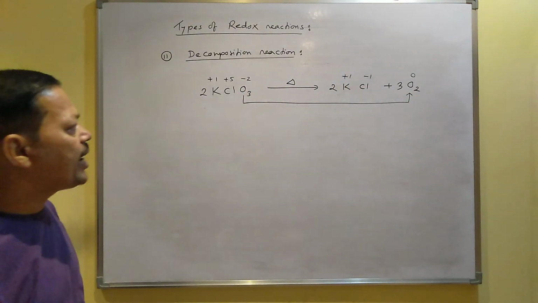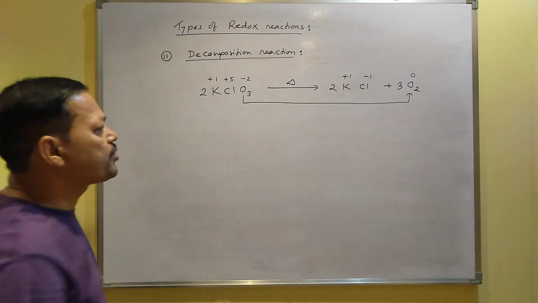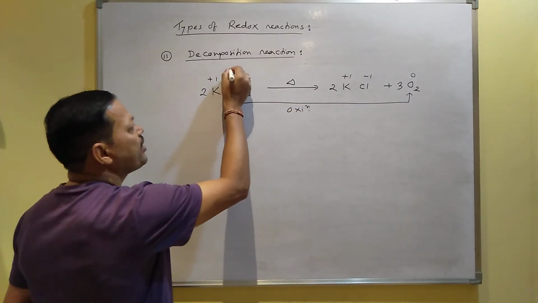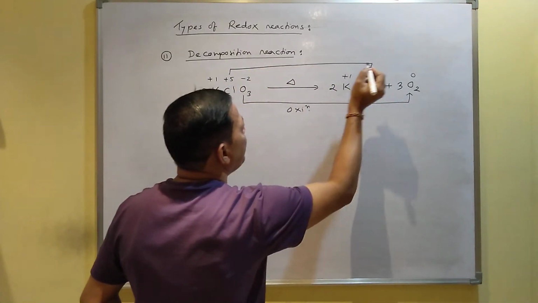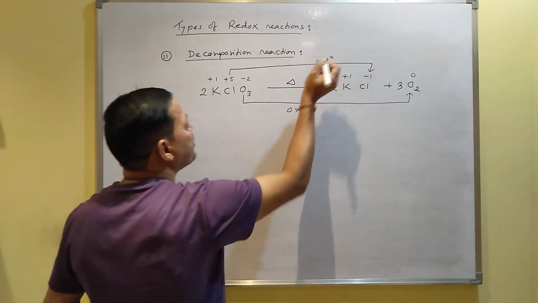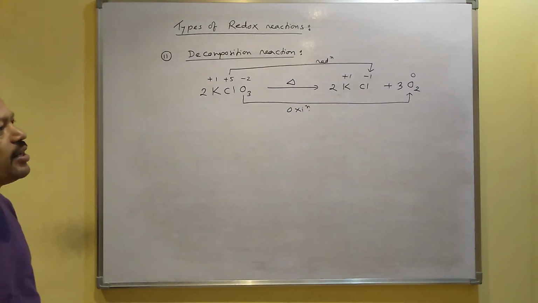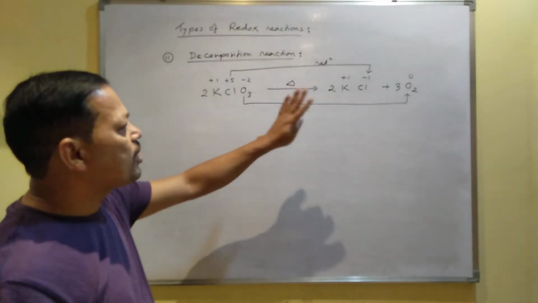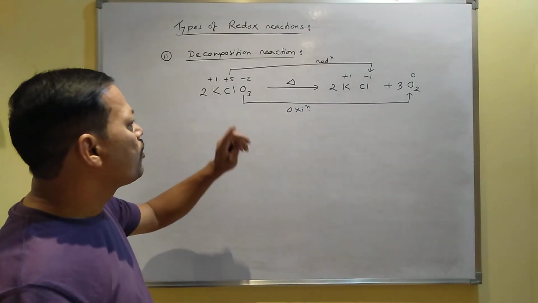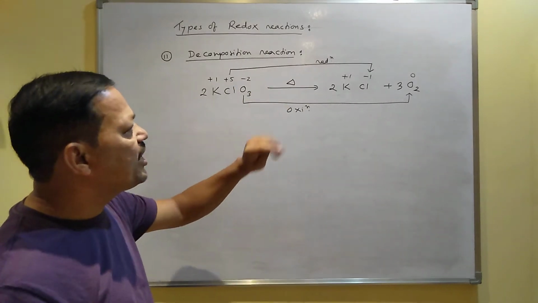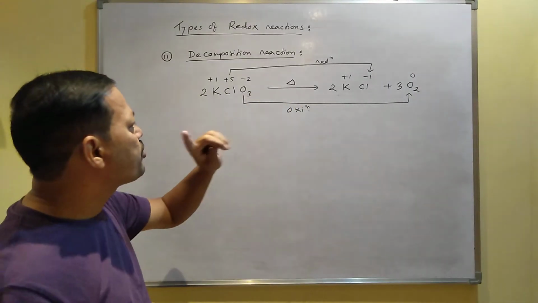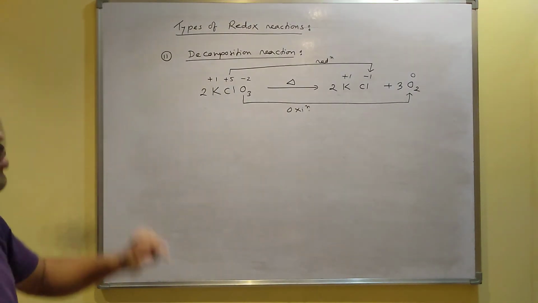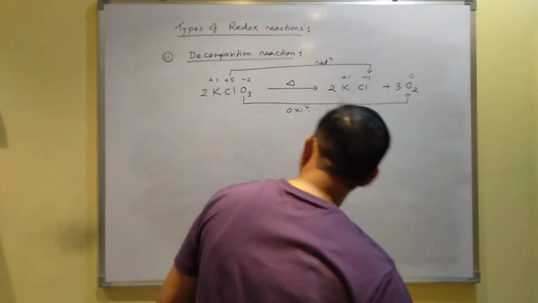-2 is converted to 0, a negative going on decreasing, I mean loss of electron takes place, I mean oxygen undergoes oxidation. And chlorine +5 is converted to -1, gain of electron takes place, I mean it undergoes reduction. So this decomposition reaction is also one example of redox reaction. Here potassium charge is fixed at +1, it does not undergo any change of oxidation number. Only chlorine and oxygen undergo change in oxidation number. That's why oxygen undergoes oxidation and chlorine undergoes reduction. So a decomposition reaction may be one example of redox reaction.